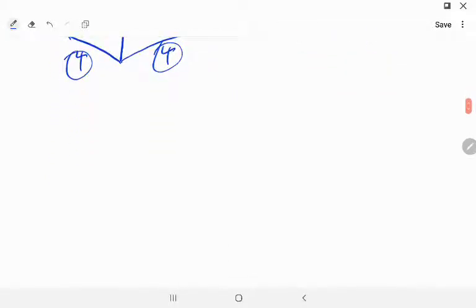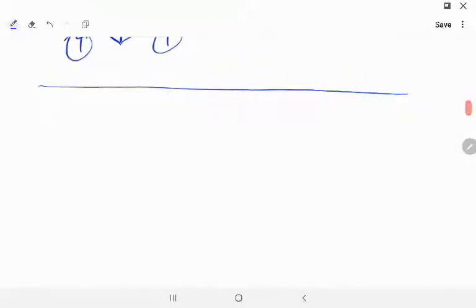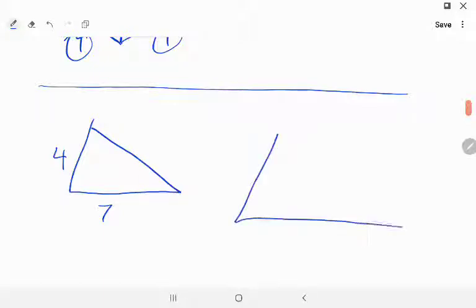We'll do one more with similar triangles. One of the classics, which I think we kind of talked about before, is if you're just told one triangle has sides 4 and 7, and the other triangle has sides 12 and 30. We can figure out the third sides.